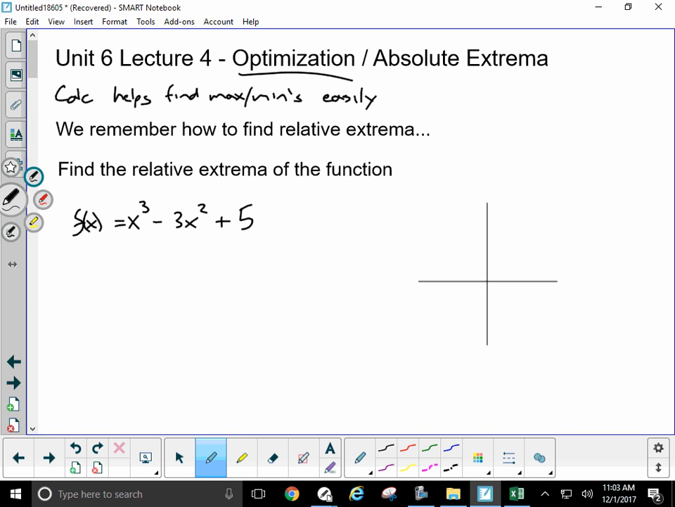How does calculus help you find maxes and mins easily? Well, you know how to take a derivative and set it equal to 0.